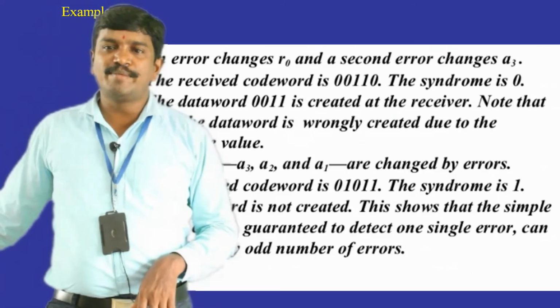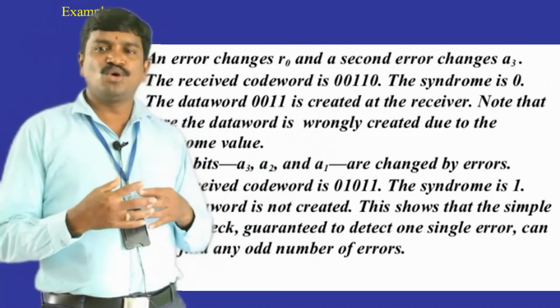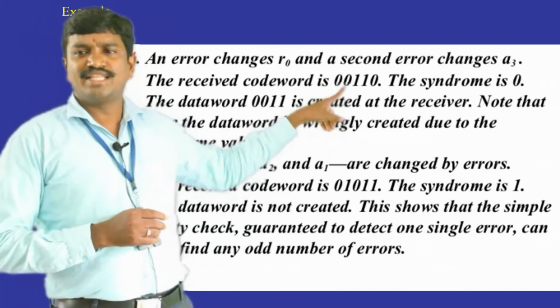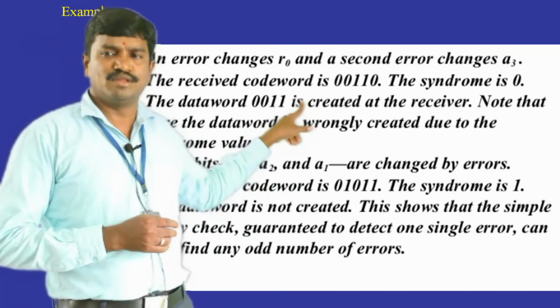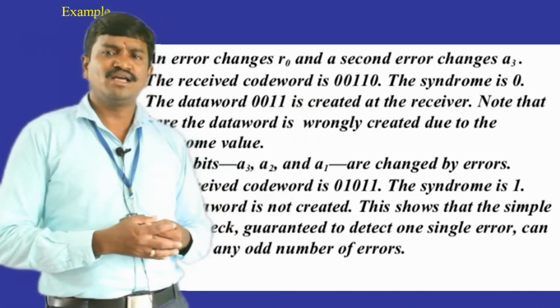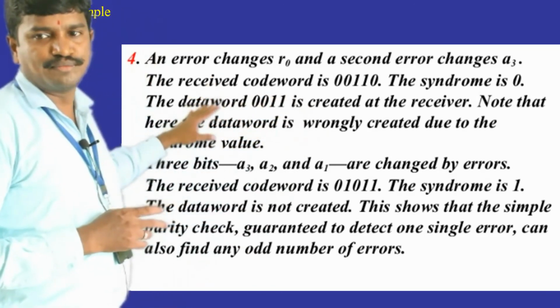But unfortunately, because 2 bits are corrupted, we are getting the syndrome as 0, and we are recovering our data by removing the redundant bit. Then you will get a data word of 011, but it is not the one sent by the sender. This way, the receiver wrongly creates a data word which was not sent. So this is a problem with the methodology.